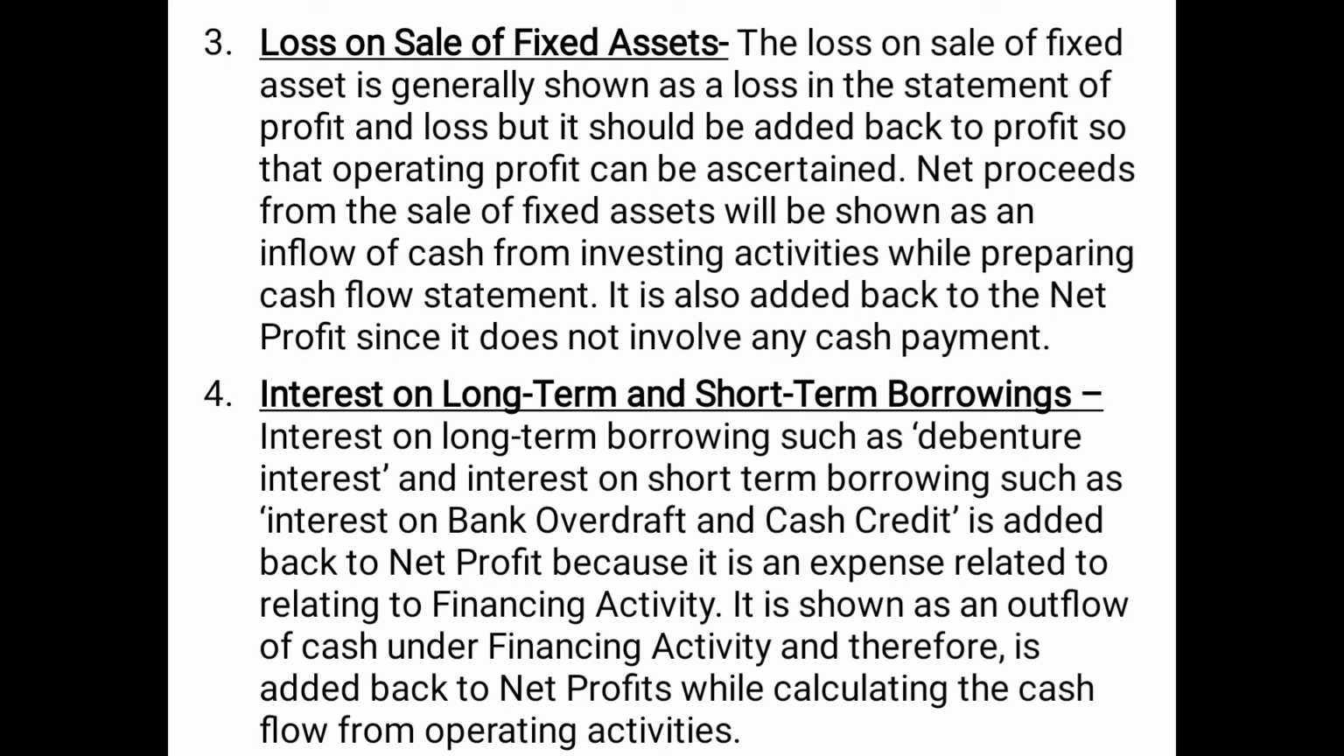The loss on sale of fixed asset is generally shown as a loss in the statement of profit and loss, but it should be added back to the profit so that operating profit can be ascertained, because this is the loss arising out of sale of fixed asset, and selling of fixed asset is not the normal operating activity of a business. So therefore this loss cannot be treated as an operating loss, and hence if it is deducted, it needs to be added back.